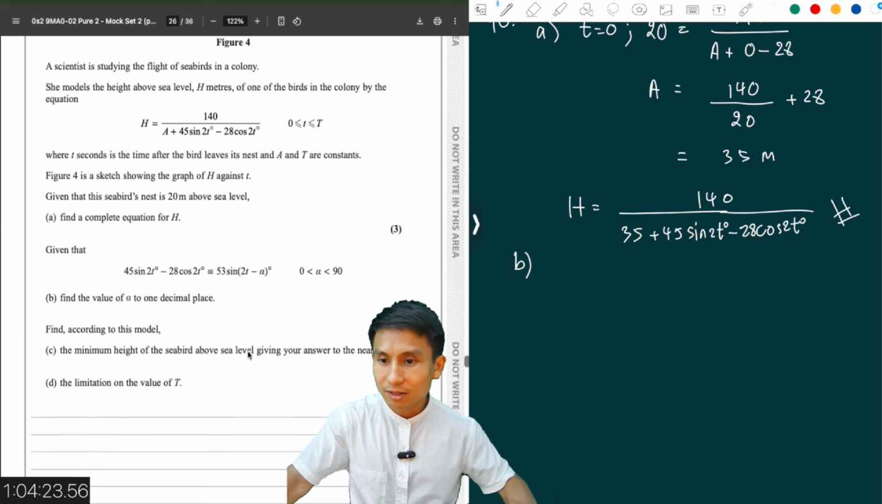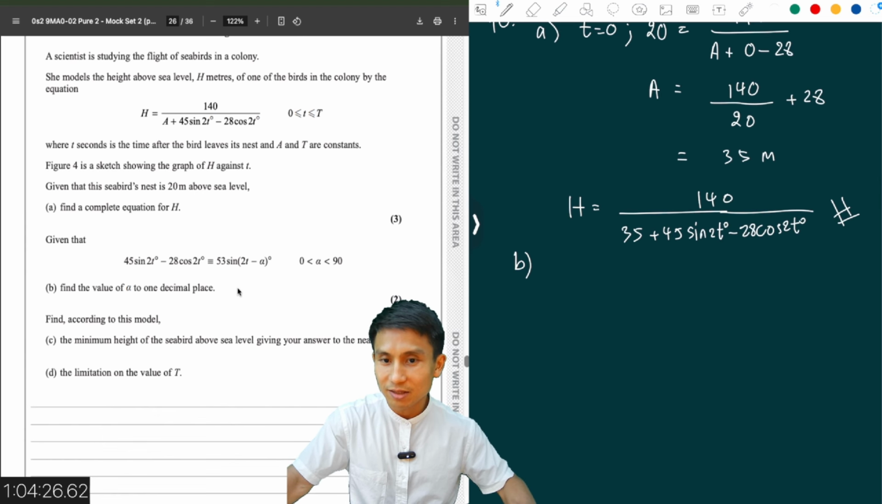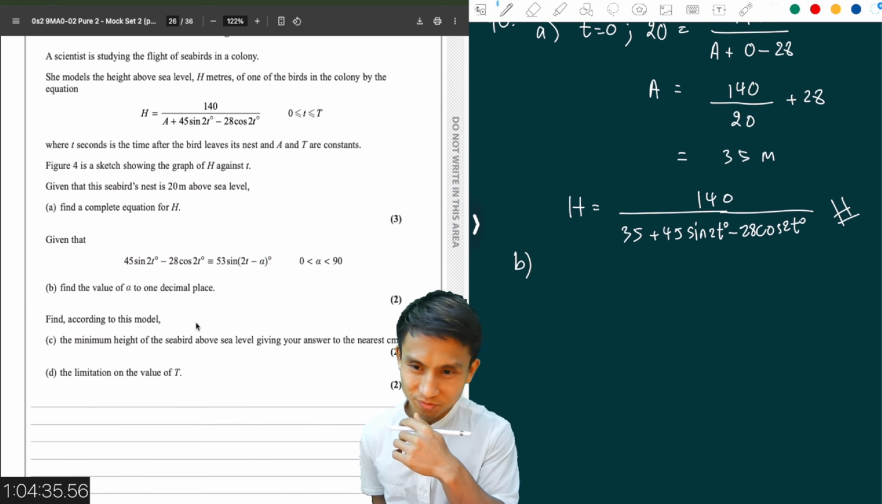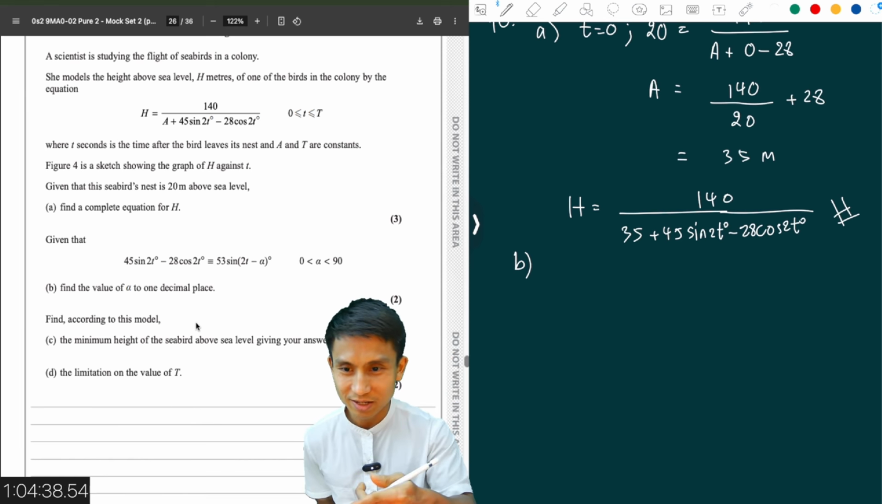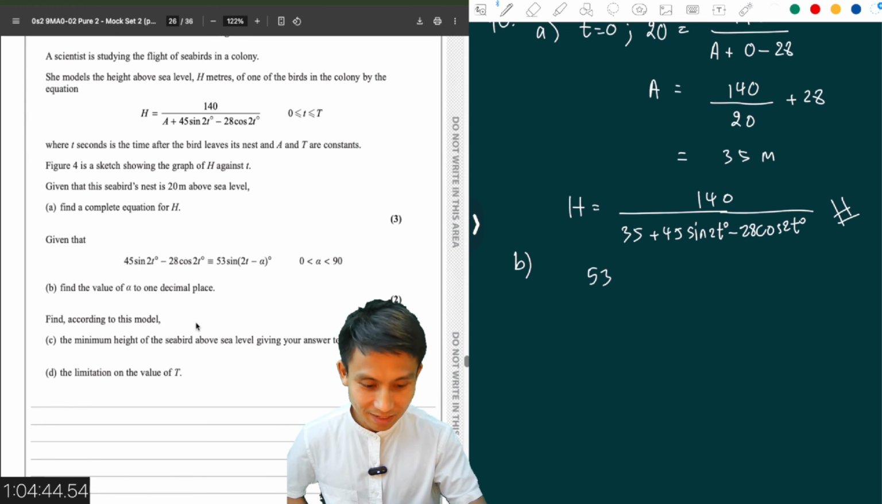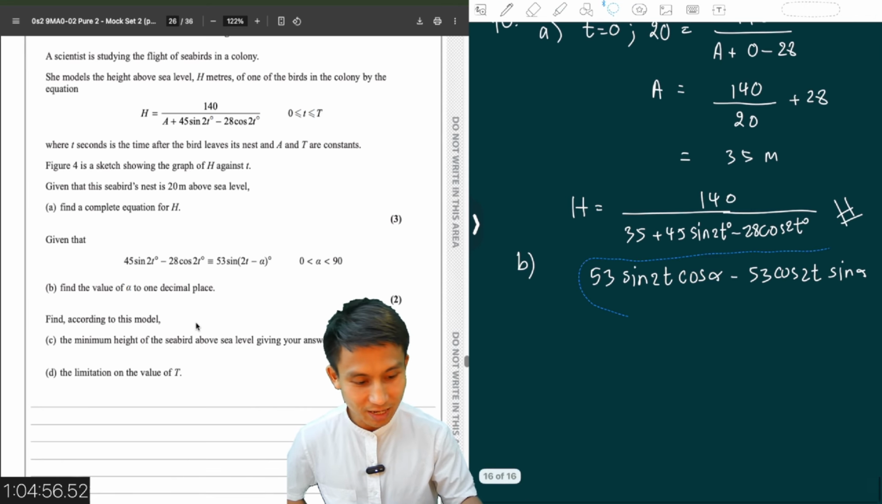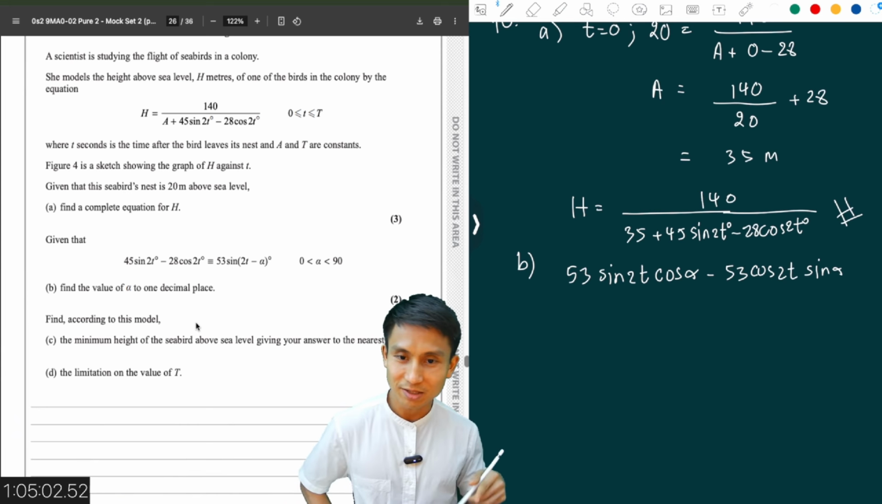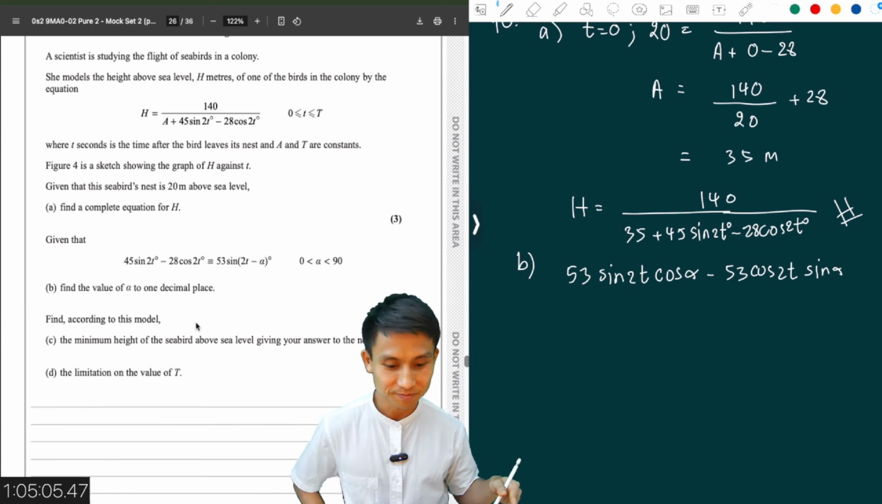Part B. Given that blah blah blah, now it's given us the harmonic form, so without any sweat, we're going to use that. Find the value of alpha to one decimal place. So we're just going to have to expand the right side and equate it to part of the left side to find alpha. If we expand the right side, we have 53 sine 2t cos alpha minus 53 cos 2t sine alpha, just the addition formula of sine A minus B: sine A cos B minus cos A sine B.